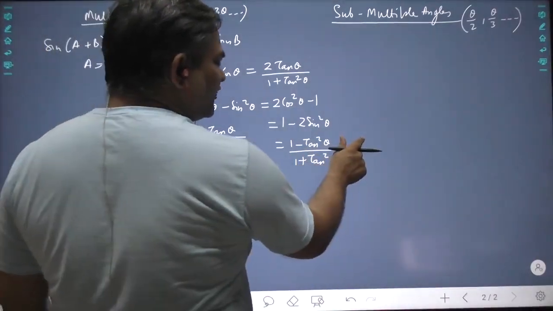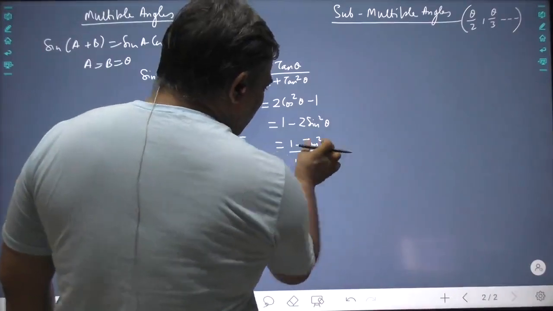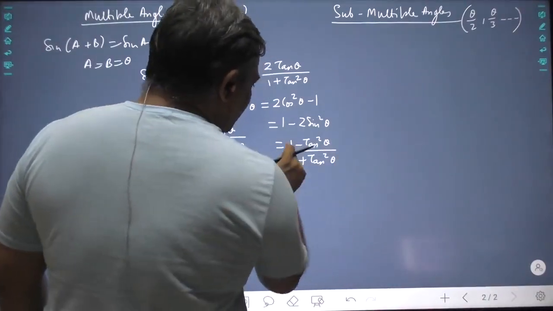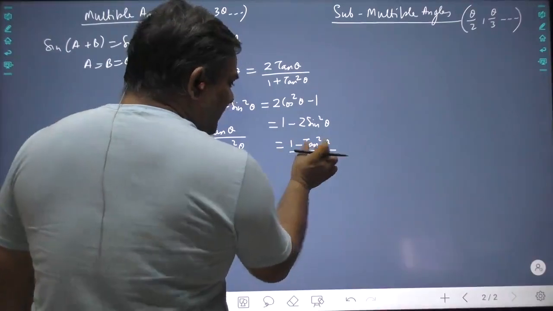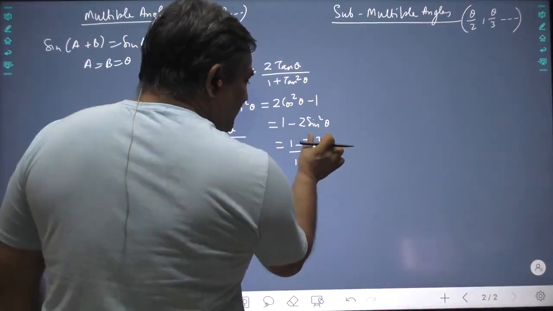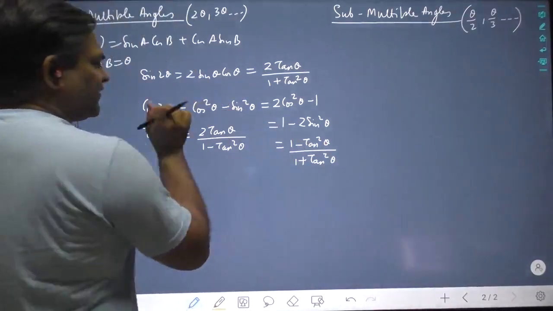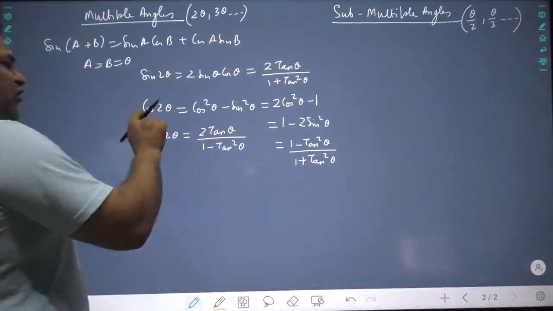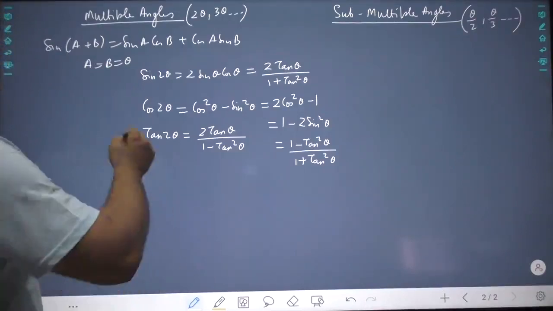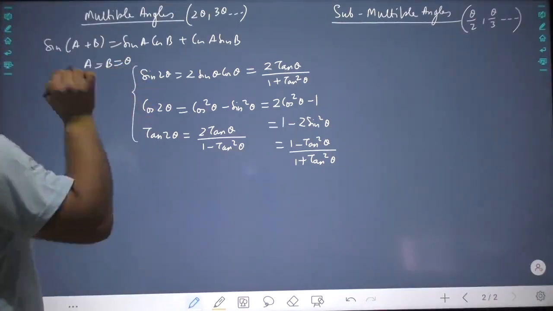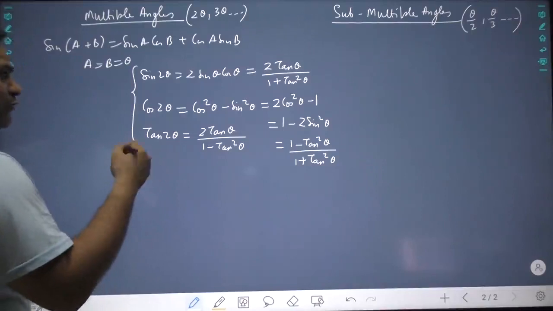Sec square theta goes up as 1 upon cos square theta. Multiply this by cos square theta. Cos square theta into 1 upon cos square theta gives 1. Tan square theta is sin square theta upon cos square theta. Cos square theta cancels, you get the same. These formulae of 2 theta must always be remembered. Now let us come to 3 theta.